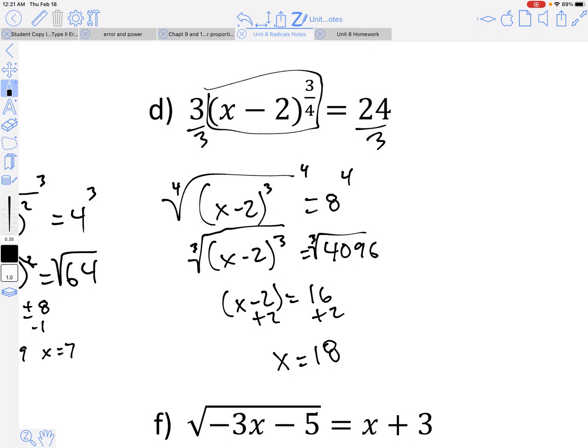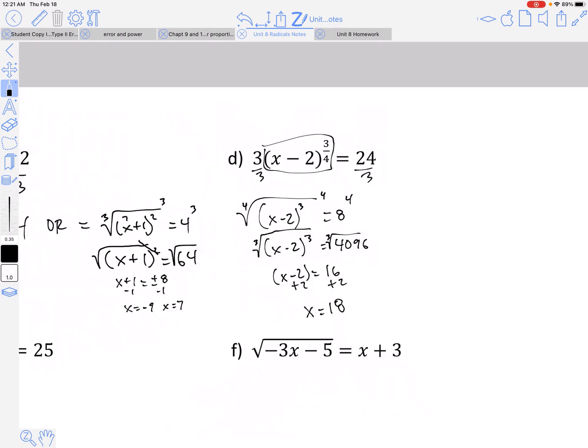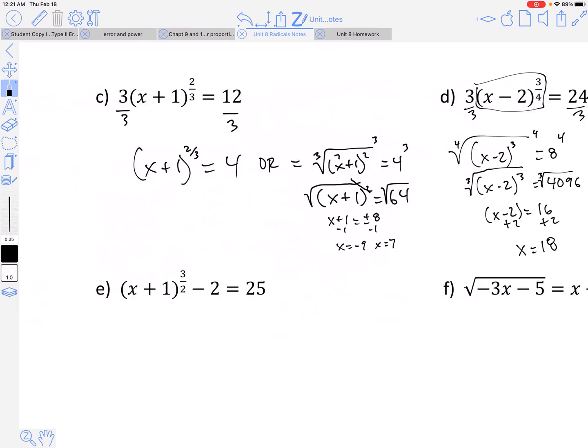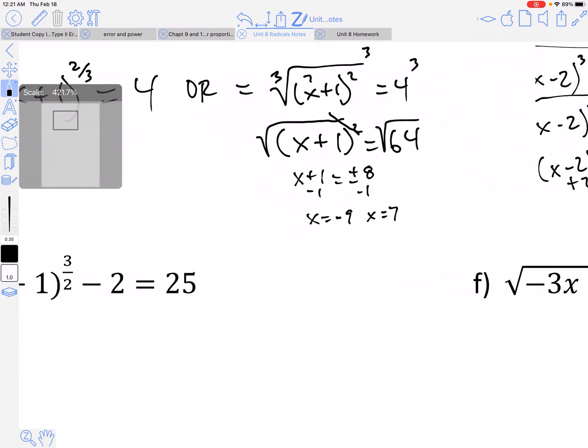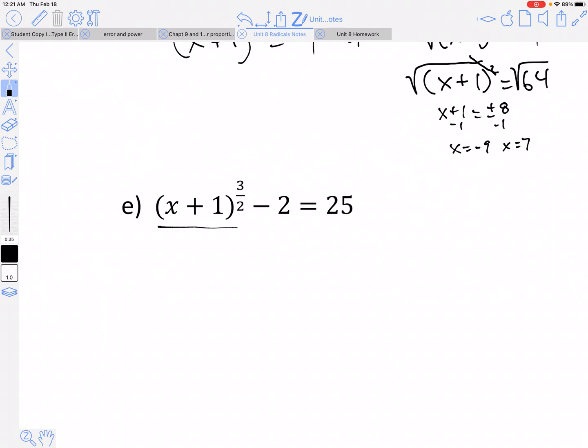So we can put that back in and check it if we want to. So you can put it into your calculator, 3 times parentheses 18 minus 2 to the, and then put 3/4 in parentheses, and you do get 24, so it does work. All right, so next one, get this alone, add 2, we get x plus 1, it's going to be cubed, and we're going to take the square root of it, right? So that is our index. So 25 plus 2 is 27.